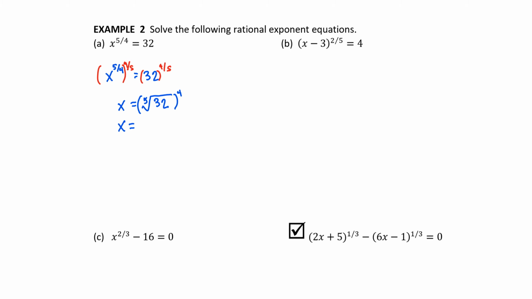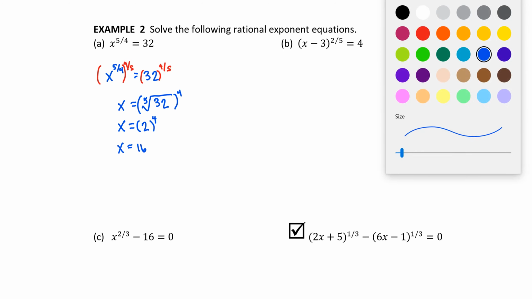Now, let's evaluate what's inside parentheses first. The 5th root of 32 is 2, because 2 times 2 times 2 times 2 times 2, or 2 multiplied by itself 5 times, gives us 32. So the 5th root of 32 gives us 2, but we still need to raise 2 to the 4th power, and 2 to the 4th power gives us 16. So the way we evaluate those rational exponents is by converting them to radical form.